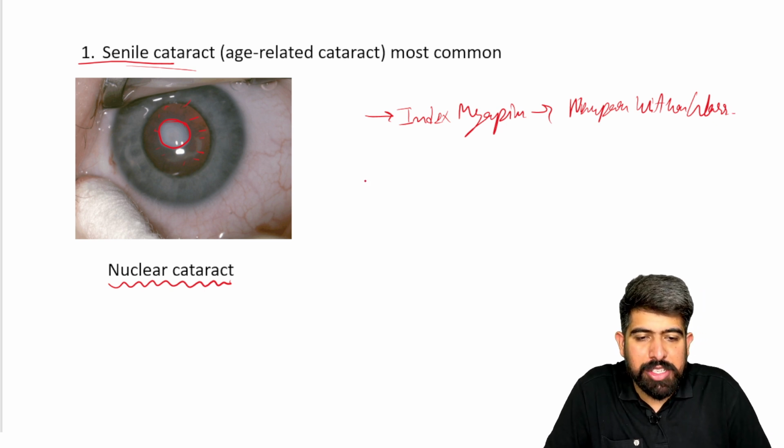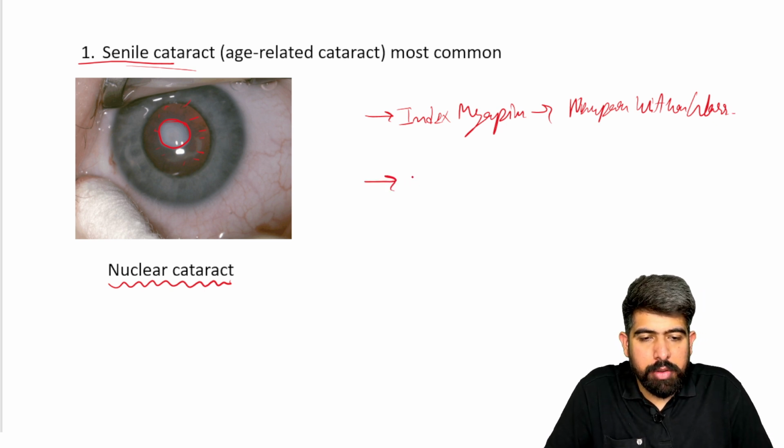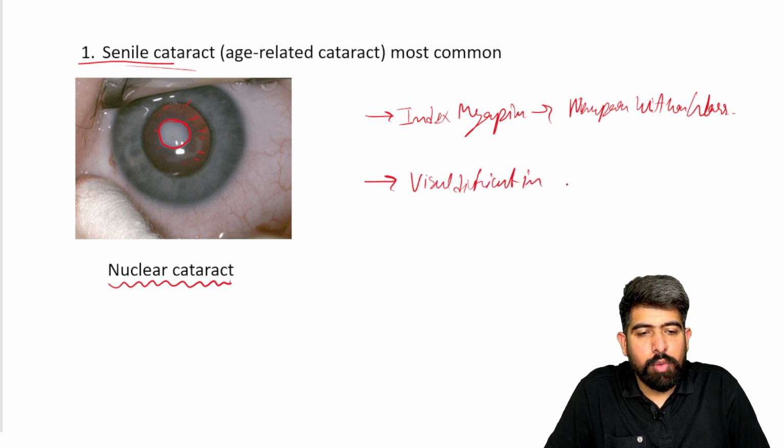With the index myopia, the patient is having visual difficulty. When will the visual difficulty be? The visual difficulty will be in the daytime or in bright light.